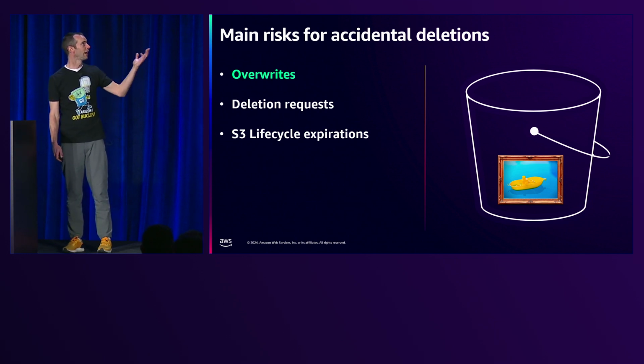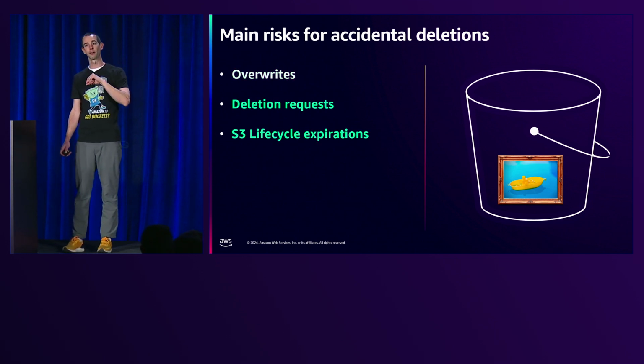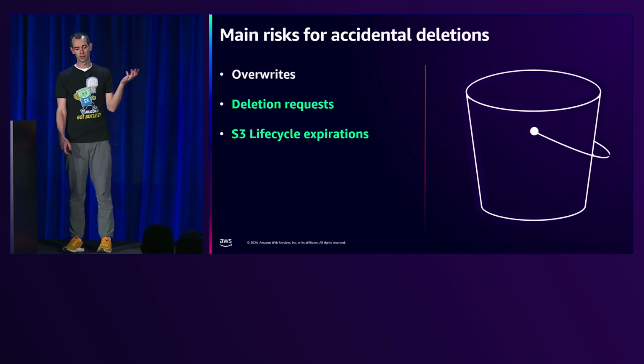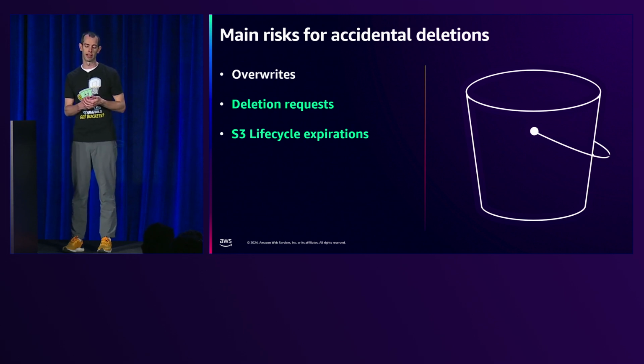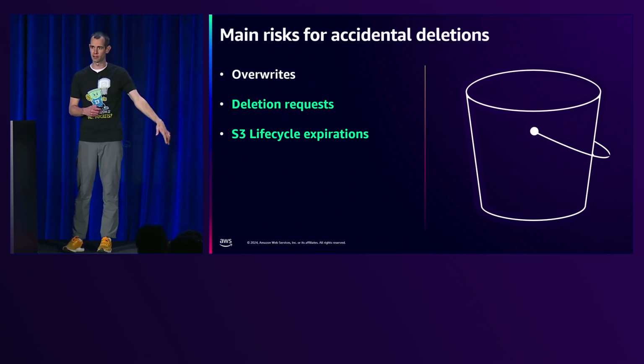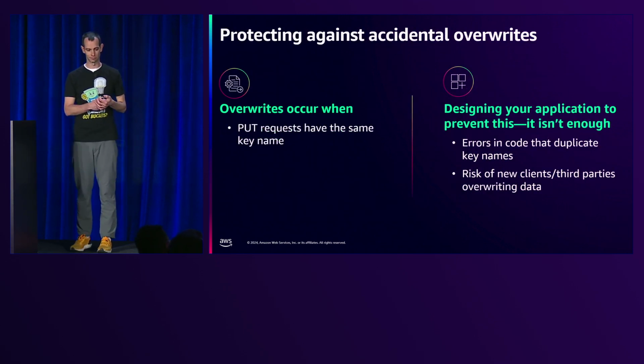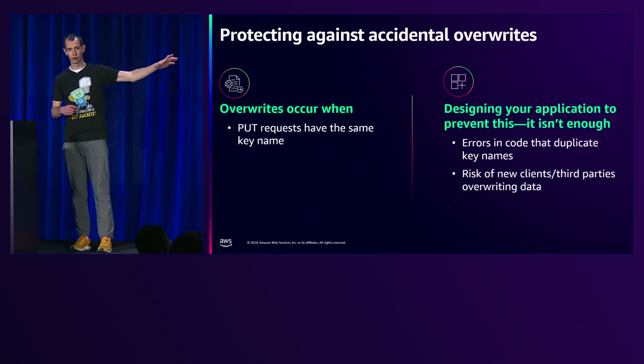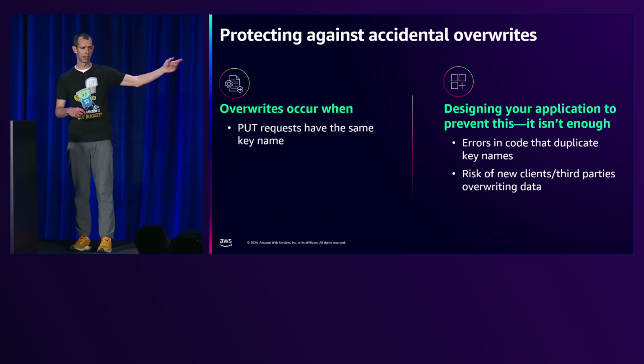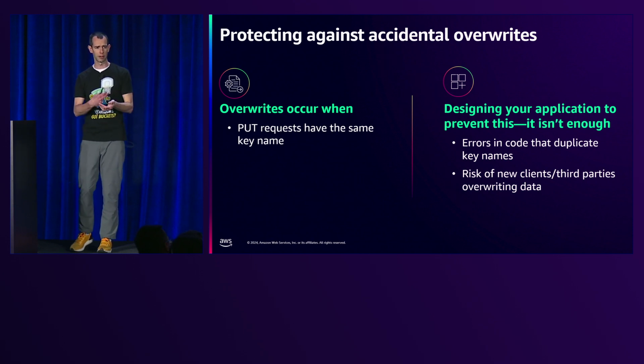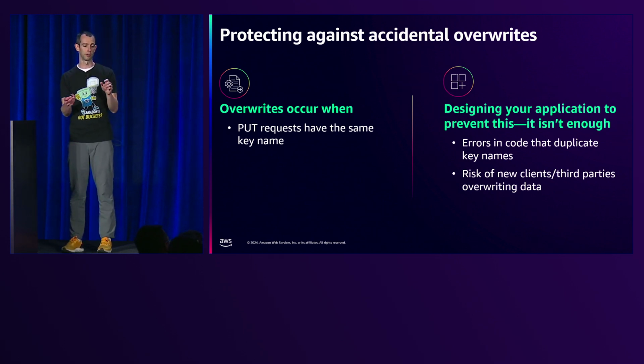We don't want to lose it. And then from a deletion request and lifecycle standpoint, we don't want objects to no longer be there when we expect them to be. That could affect our end users, could affect any application that's relying on data. So we want to protect against all these scenarios, and that's what we're going to do. Overwrites occur when you're overwriting objects with the same key name. Very simple. Cat JPEG is an example later on, submarine.jpg, any type of file that's being uploaded.